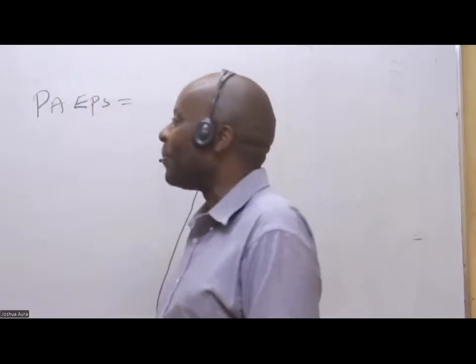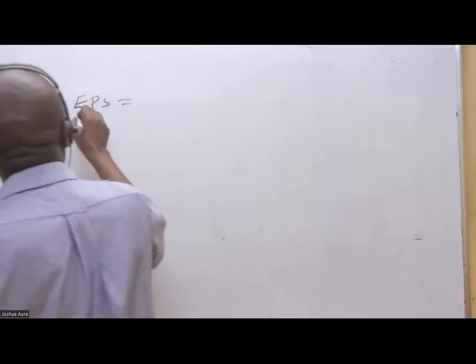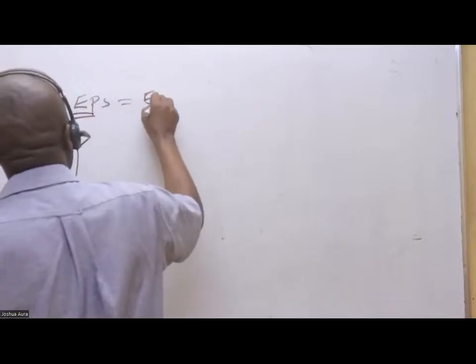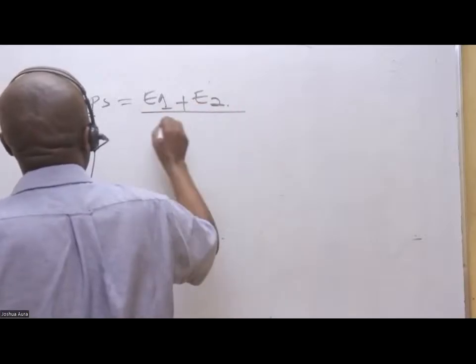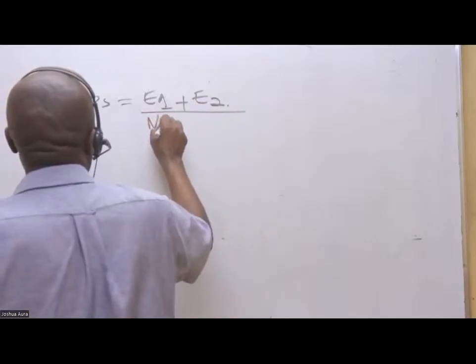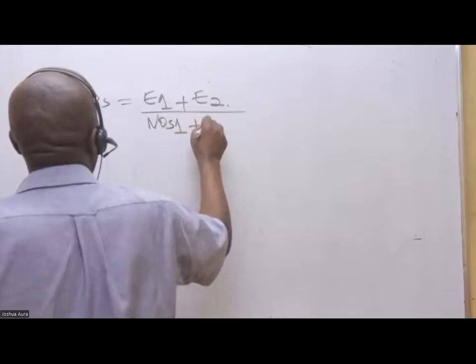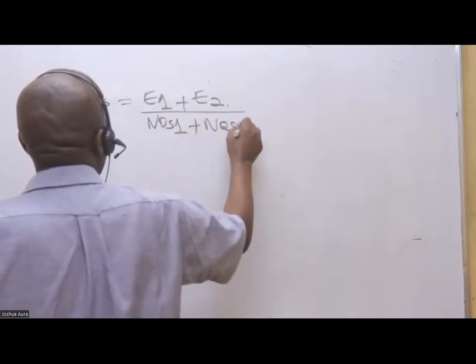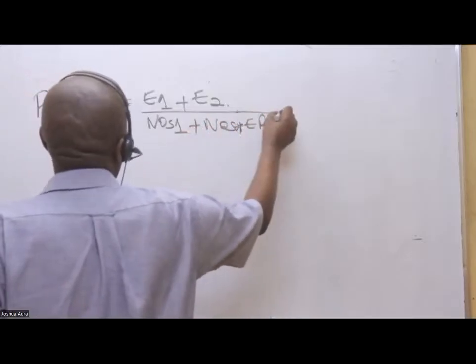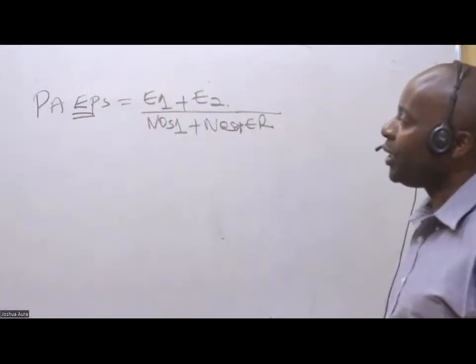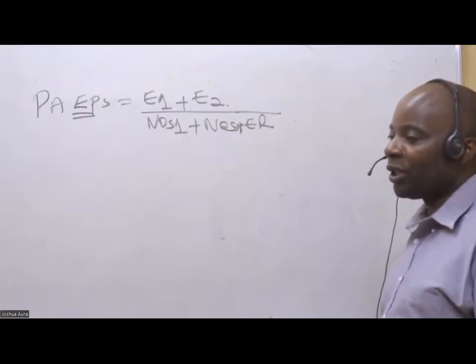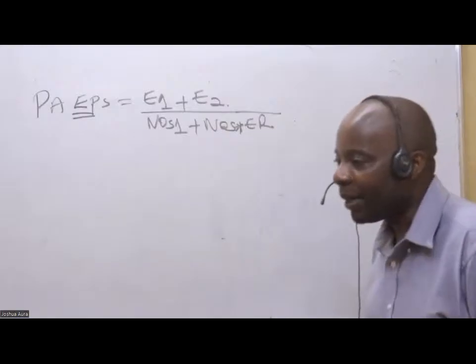We shall overcome. So it means, ladies and gentlemen, that post-acquisition earnings will be equal to my earnings plus our own earnings, isn't it? All over, in this case here, we have number of ordinary shares of company 1 plus number of shares of company 2 times what we call the exchange ratio. PA stands for post-acquisition earnings per share.